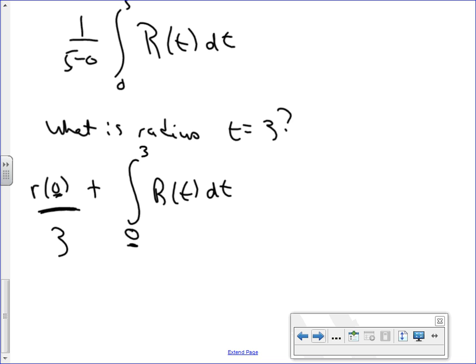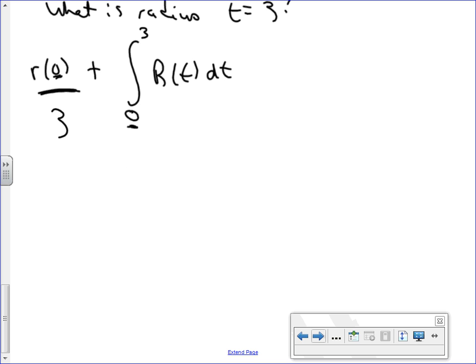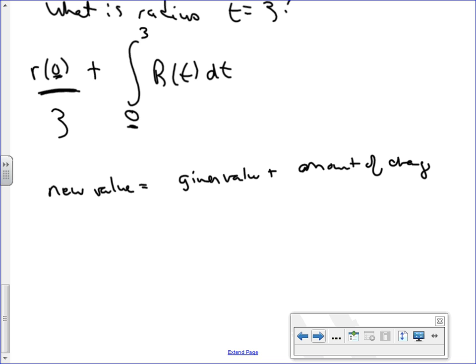Okay, that is our starting point from here. And I wrote this on the bottom of my paper. I wrote the new value equals some sort of given value or initial value plus the amount of change. Okay? And once again, just keeping in mind those things that have to match up.